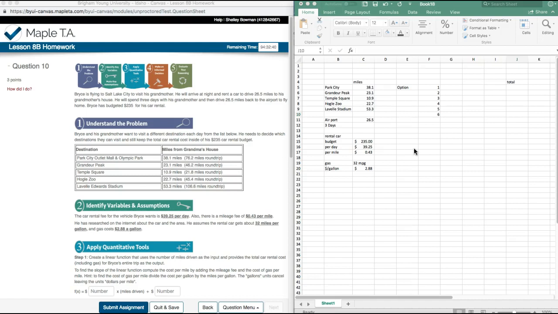Okay, so Bryce is flying to Salt Lake City to visit his grandmother. He will arrive at night and rent a car to drive 26.5 miles to his grandmother's house. He will spend 3 days with his grandmother and then drive 26.5 miles back to the airport to fly home. Bryce has budgeted $235 for his rental car. Or his car rental, sorry.